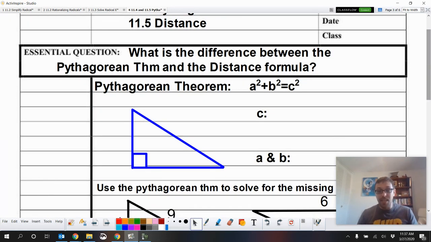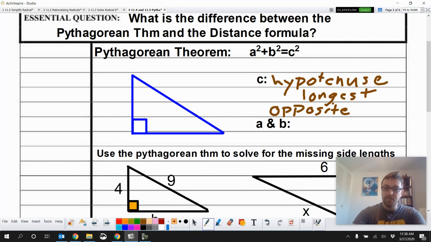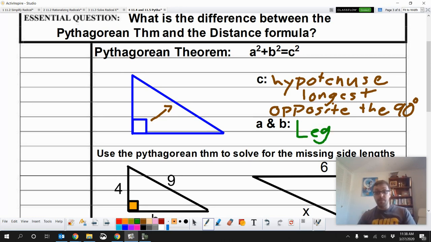So, the Pythagorean theorem, a squared plus b squared equals c squared, you've probably heard about it before, but you've got different sides. C is the hypotenuse. It is the longest side, and it is opposite the 90-degree angle. So it's on the opposite side of the triangle from the 90. The two other sides are the legs. Which one's A and which one's B doesn't matter. They're just the two that make the 90 degrees.